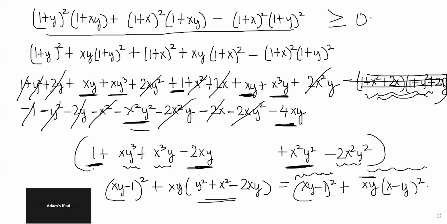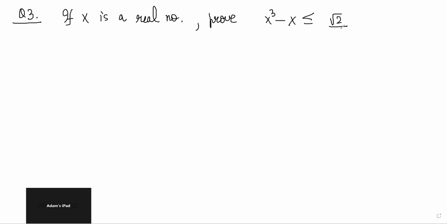Now, next problem is this one. Question 3. If x is a real number, you have to prove that x cube minus x is less than or equal to root 2 over 4 times (x to the power 4 plus 1). Okay, try it out.